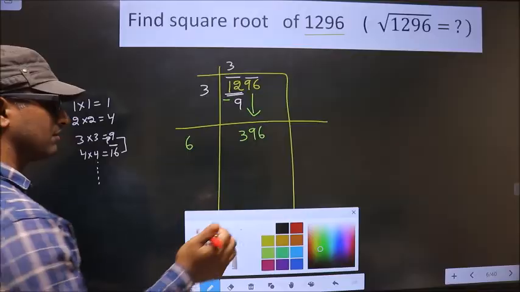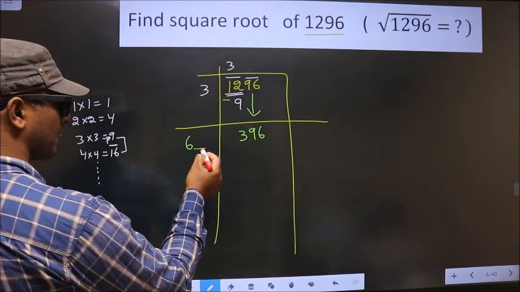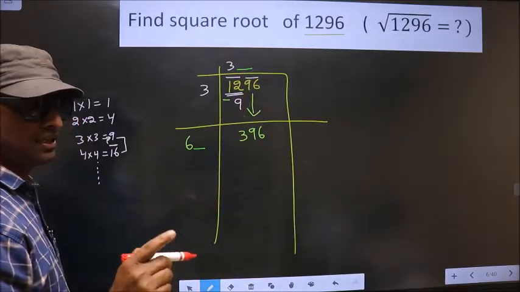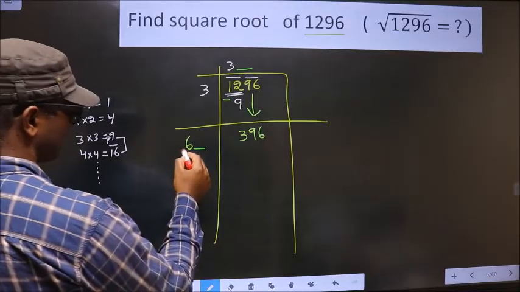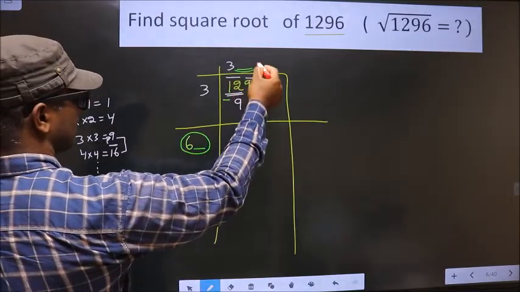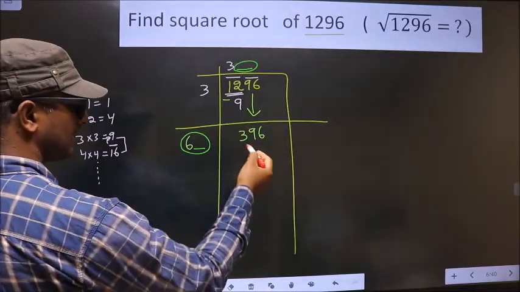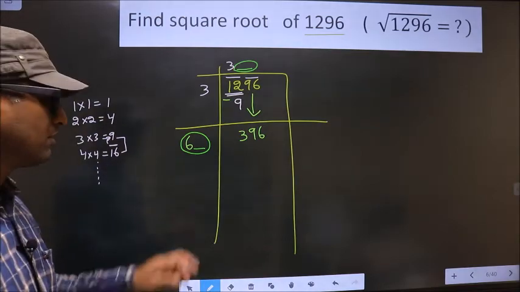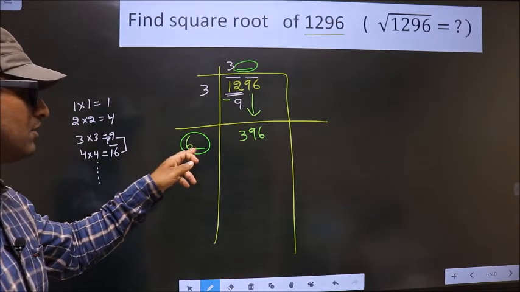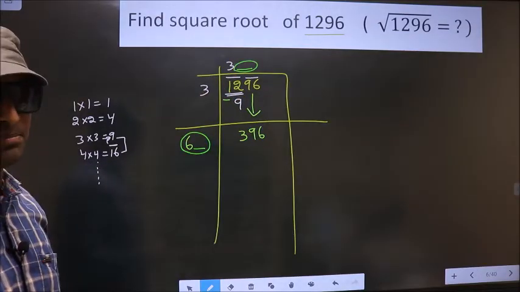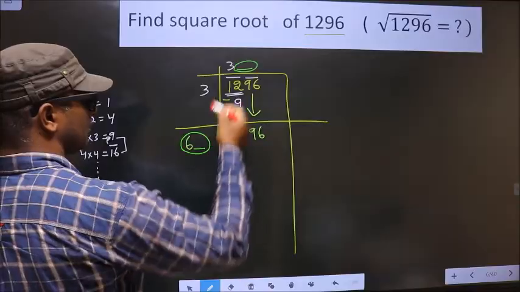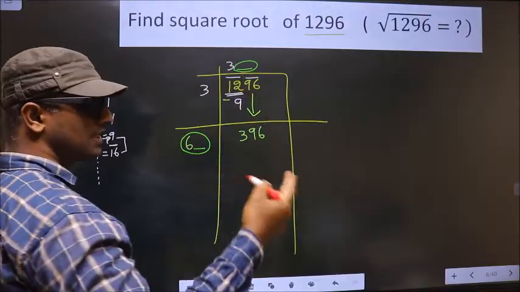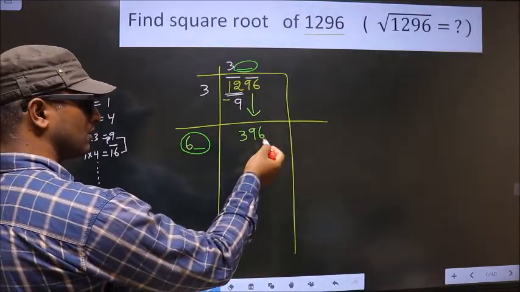Okay. Now we should look for a number to write here. Whatever number we write here, here also we should write the same number. And also, when we multiply this and this number, we should get a result equal to or closer to this number. I repeat, we should find a number to write here. Whatever number you write here, here also you should write the same number. These two should be the same number. And also when you multiply this and this, the result should be equal or closer to this.